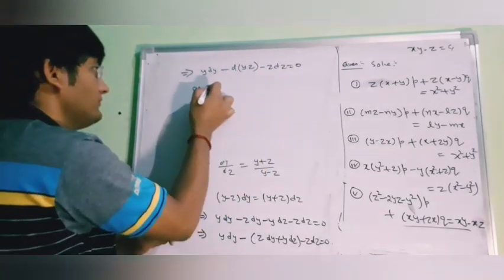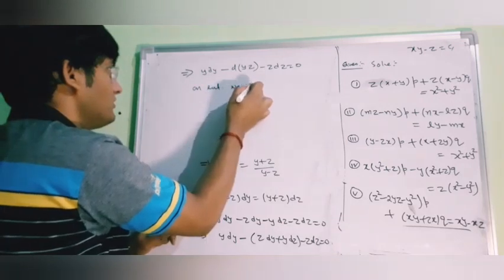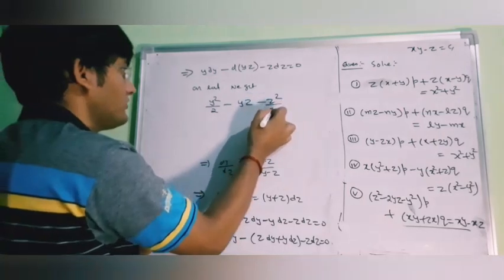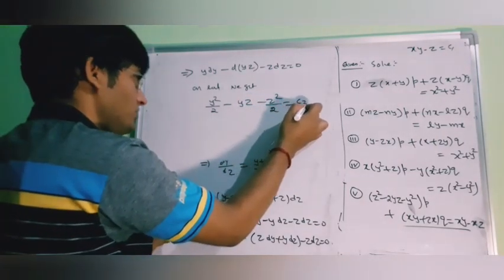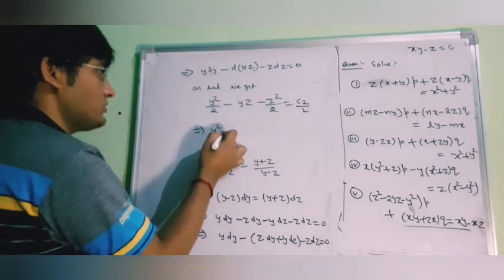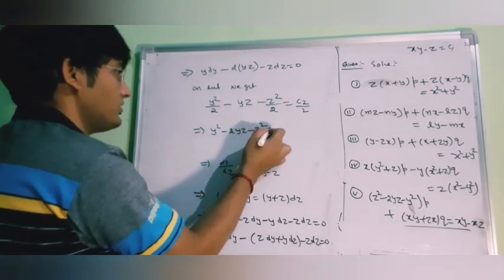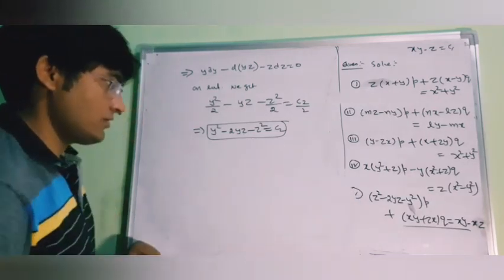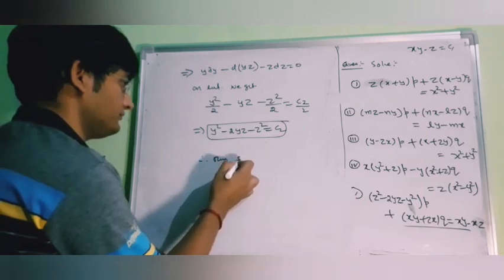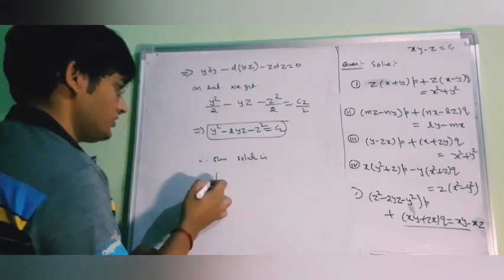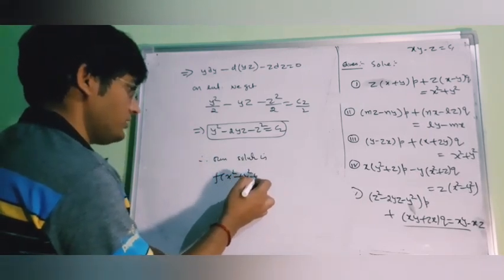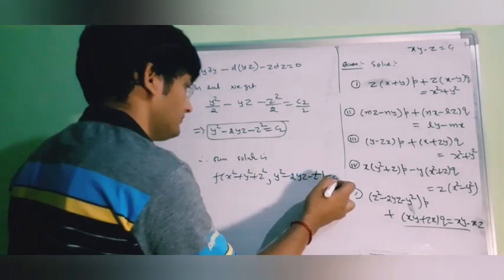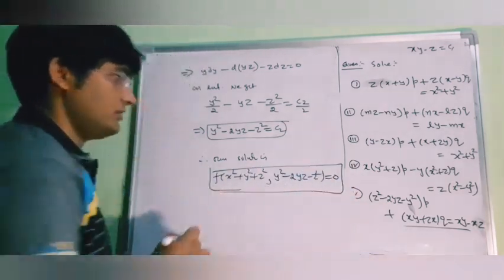So on integration we get, now the integration of y will be y square by 2, and here we will have yz, and then the integration of the third term is z square by 2 equal to some constant c2 by 2. So this is your y square minus 2yz minus z square equal to c2. So this is your second solution. Therefore our solution is, the first solution was x square plus y square plus z square, and this is your second solution. So this is your complete solution of the differential equation.